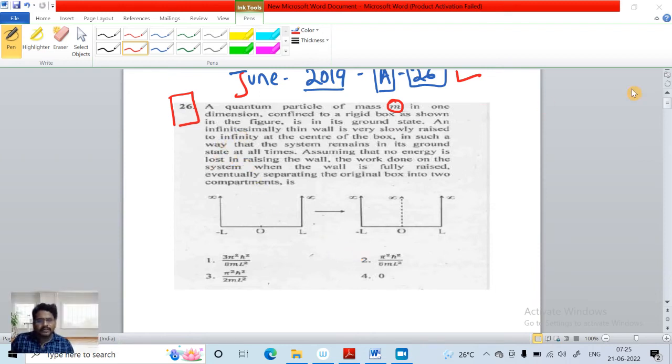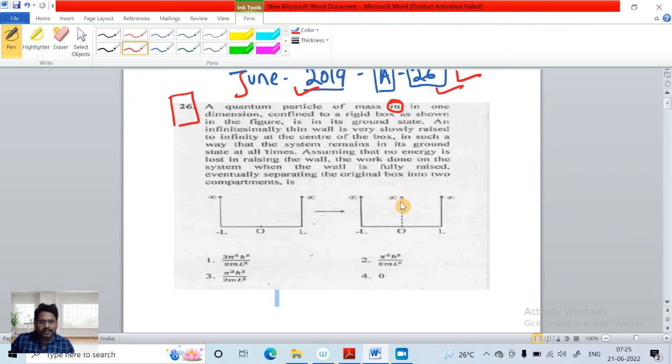So here we'll discuss one question which appeared in 2019. The question number is 26. So this was the question. In this question, a particle of mass m is confined within an infinite potential well, and you have raised slowly a thin wall at the middle of this infinite potential well to infinity.